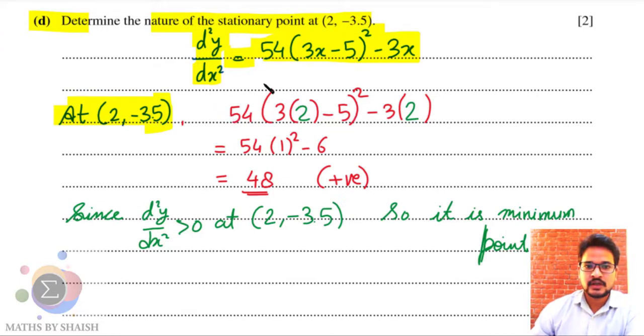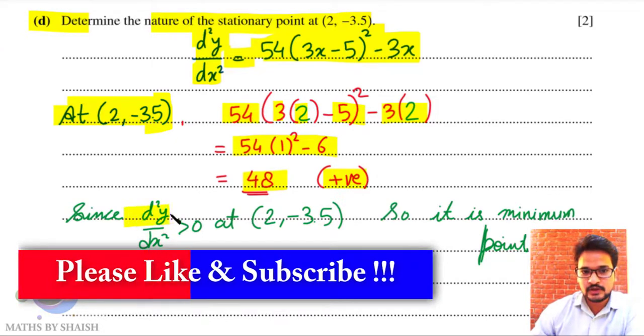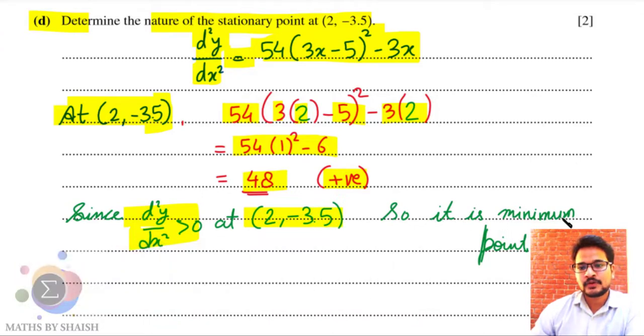So we don't have y here, so only x needs to be substituted. 54 times (3 times 2 here, x is 2) minus 5, and 3 times 2. So altogether we get 54 minus 6, that is 48, which is positive. So since d2y over dx square is positive at (2, minus 3.5), it is a minimum point. So the nature of the stationary point is minimum.